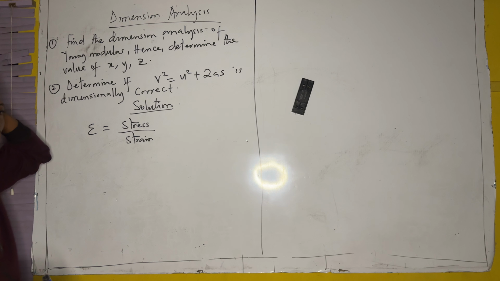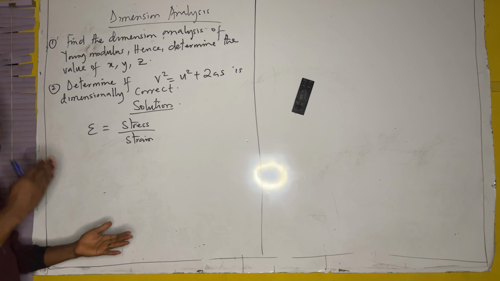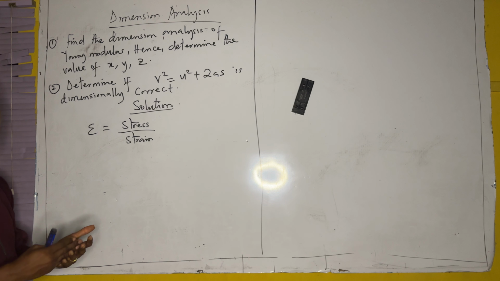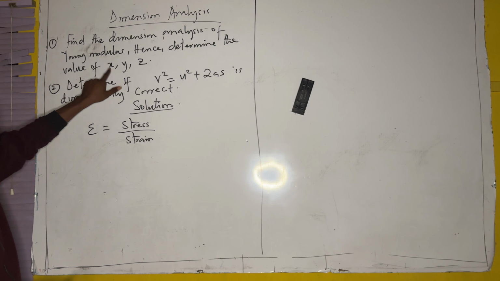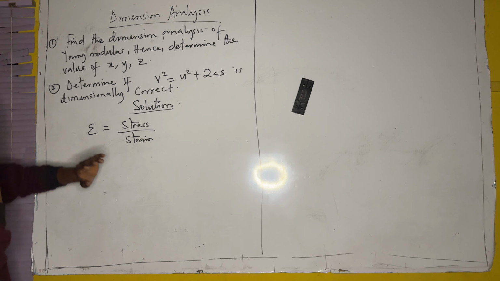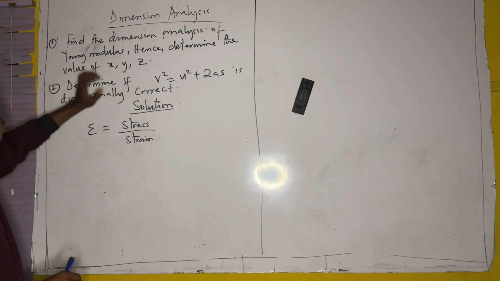Now, if you are to determine the value of x, y, z of any quantity under dimension analysis, the first thing for you to do is to first determine the dimension analysis. You need to get the value of MLT. You need to make it in such a way that you have MLT. From there, you can then proceed to this. I'll get to that. So the first thing for us to do is to look at the dimension analysis of Young modulus. And what's the formula?